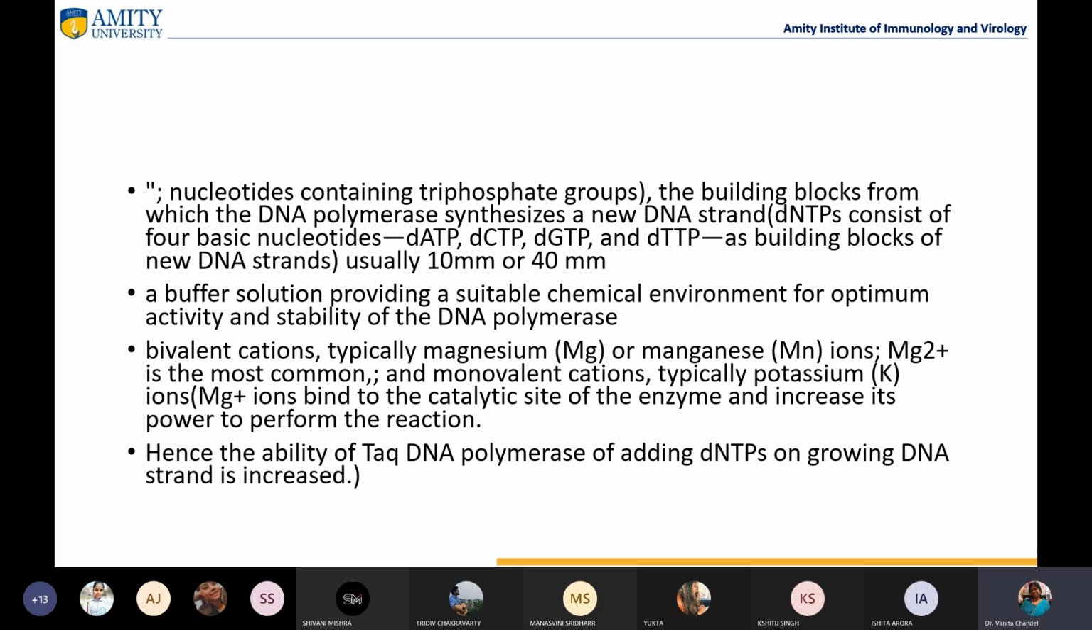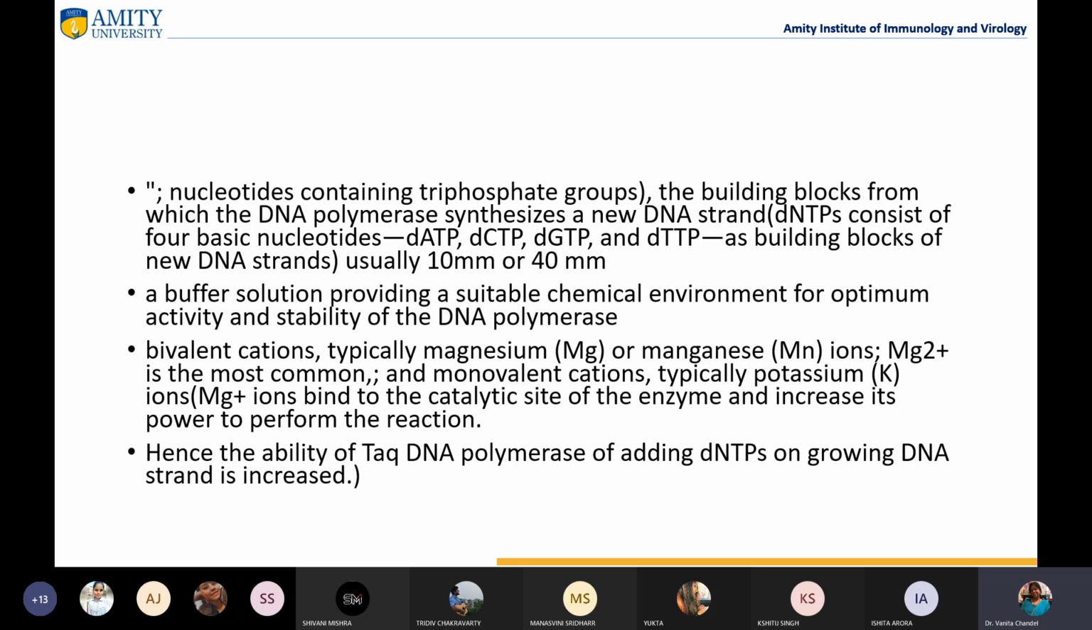Then magnesium ions, basically in the form of magnesium chloride. These ions bind to the catalytic site of the enzyme and then increase its power to perform the reaction. So they increase the efficiency of the Taq polymerase that we use. These ions also come in the form of a solution, and we use them. And then the Taq polymerase uses dNTPs on the growing DNA strand after the annealing to the primers at a particular temperature. A proper reaction takes place.